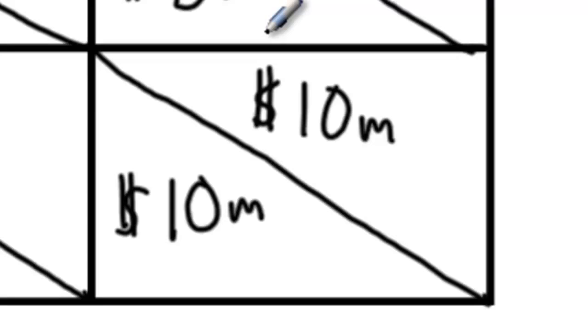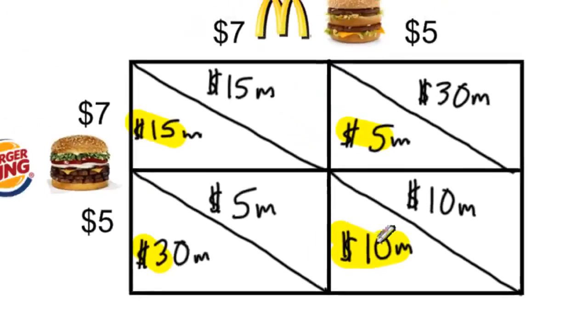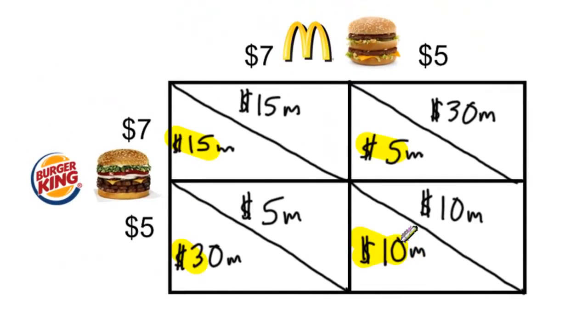So what we have now is our payoffs. We have just shown that all of the yellow payoffs represent Burger King's profits based on the pricing decisions of Burger King and the competitor, McDonald's.